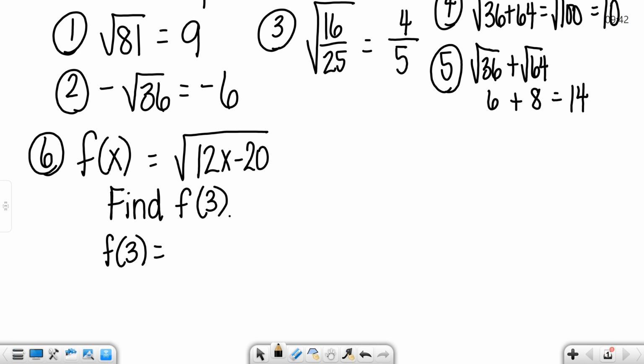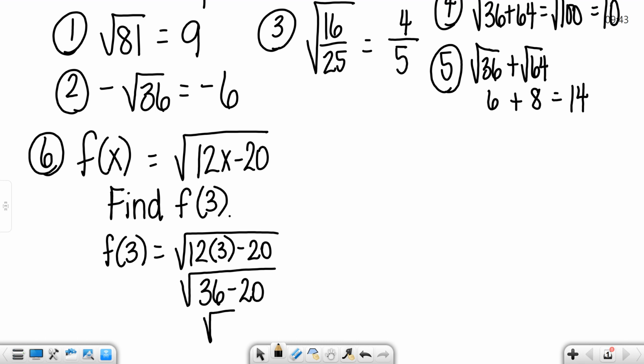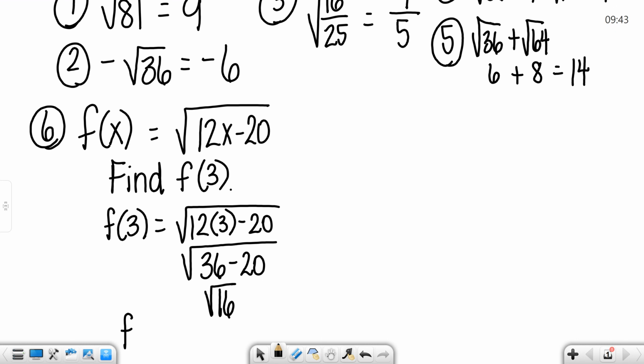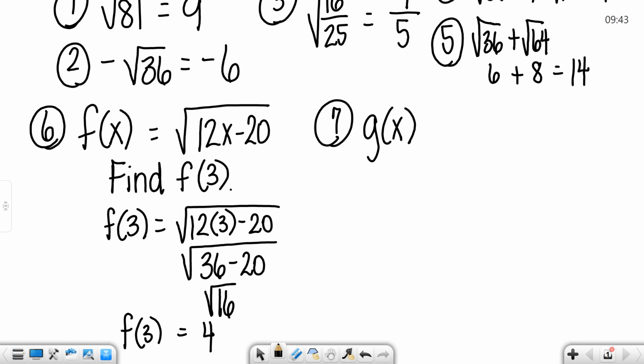Okay, so I take 3 and I plug it in where there is an x in my function. And then I do what it says. Okay, 12 times 3 would give me 36. Minus that 20 would give me 16. So the value of my function at 3 is 4. The square root of 16 is 4. All right, I can think of a function as g of x. There's nothing magical about saying f of x. All right, so now I have defined for you a new function.